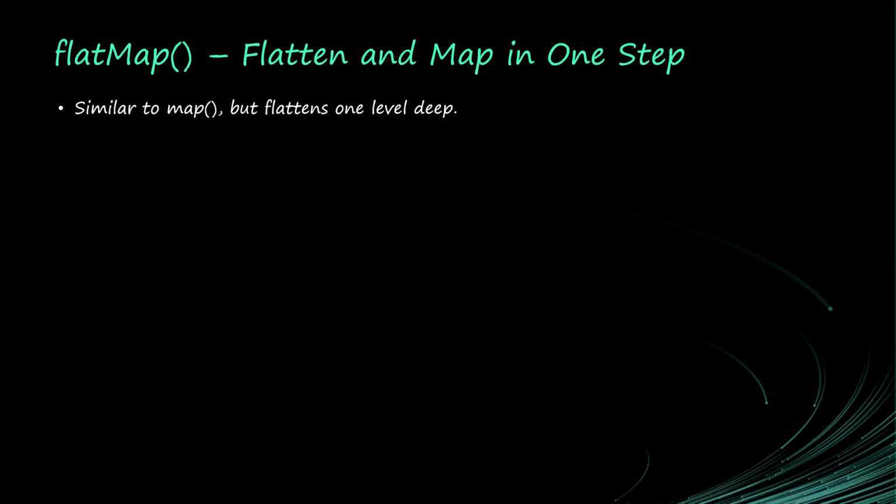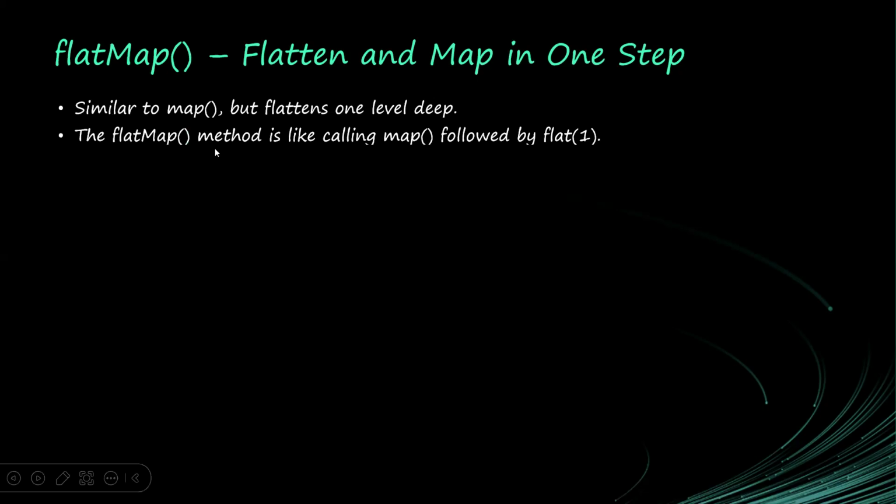You cannot give it more than one level. So in case you have a scenario where you have more than one nested array, you would have to go with the flat method. But you can still call the map method on it, then call the flat method, and then indicate the number of levels you want to go deep. So the flat map method is like calling map followed by flat.